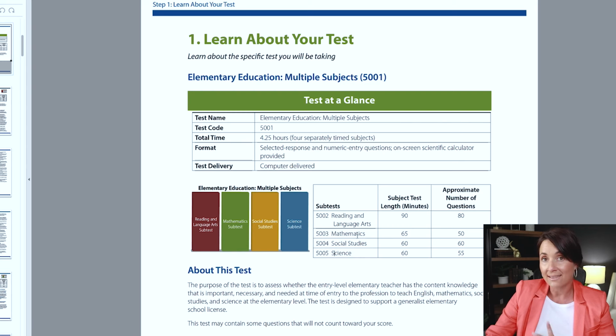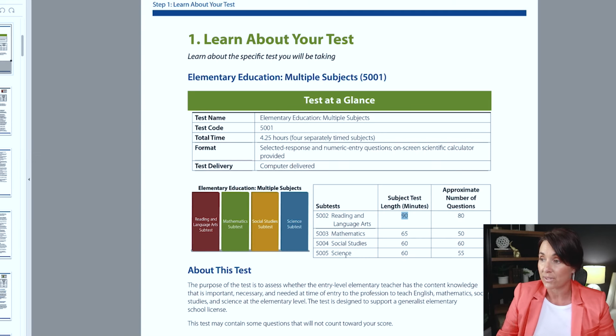Now, you can see that a lot like the FTCE K6 test, the reading and language arts is the biggest part of this exam. And again, that's because if you're an elementary ed teacher, you are teaching all of these subject areas, but you are really focusing on reading. Reading is fundamental for all of these subject areas. And so your state probably wants to make sure you're very good in that content category. So reading and language arts is going to be the bulk of the test. And you can see that it's 90 minutes just for reading and language arts. The other 3 subtests, math, social science, and science here, are between 60 and 65 minutes. So reading and language arts is definitely the biggest.